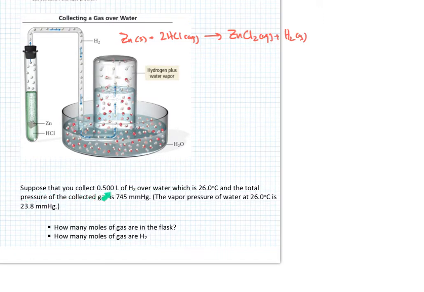So here's an example question. Suppose you collect 0.5 liters of hydrogen over water, which is 26 degrees C, and the total pressure of the collected gas is 745 millimeters of mercury. Pretend there's a little pressure gauge on here and you're able to measure the total pressure of the gas. Vapor pressure of water at 26 degrees C is 23.8 millimeters of mercury.